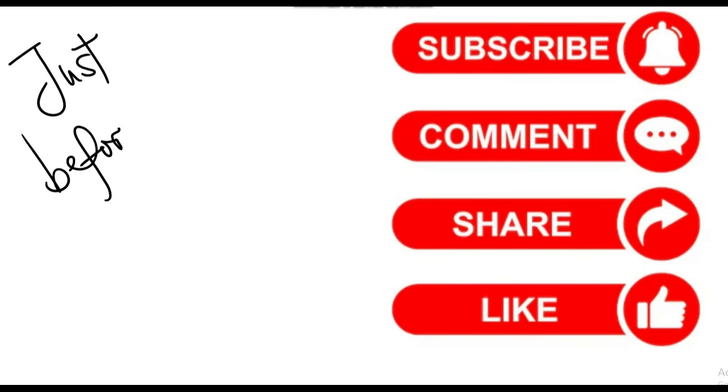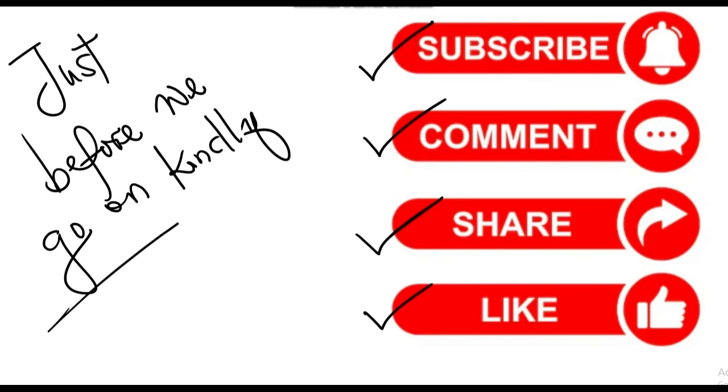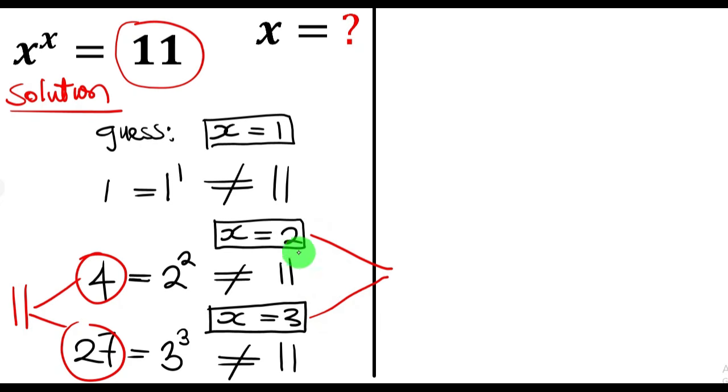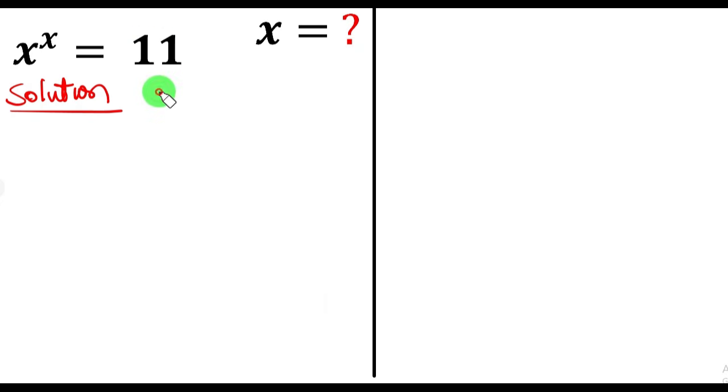But one thing we have to observe is that this 11 is in between 4 and 27. 11 is in between 4 and 27. Which shows that the value of x that we're going to get accurately is going to be in between 2 and 3. So we can conclude that at the end of the day, x is going to be, we don't have the accurate value, between 2 and 3. That is what the value of x is going to be at the end of the day.